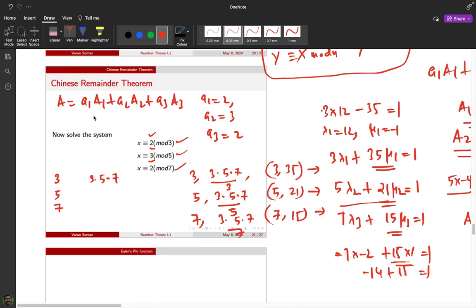So don't forget to remember how A1, A2 and A3 are obtained from that GCD relation. So this is how you solve using the Chinese remainder theorem. Okay, so I hope it is clear. Thank you.